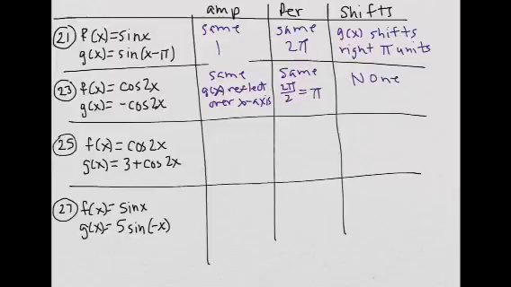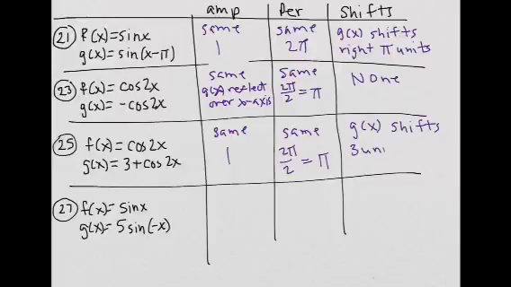Okay, 25, the amplitude is the same, which is 1. The period is the same, so it's 2 pi over 2, just like number 23, which is pi. For this one, g of x shifts 3 units up.